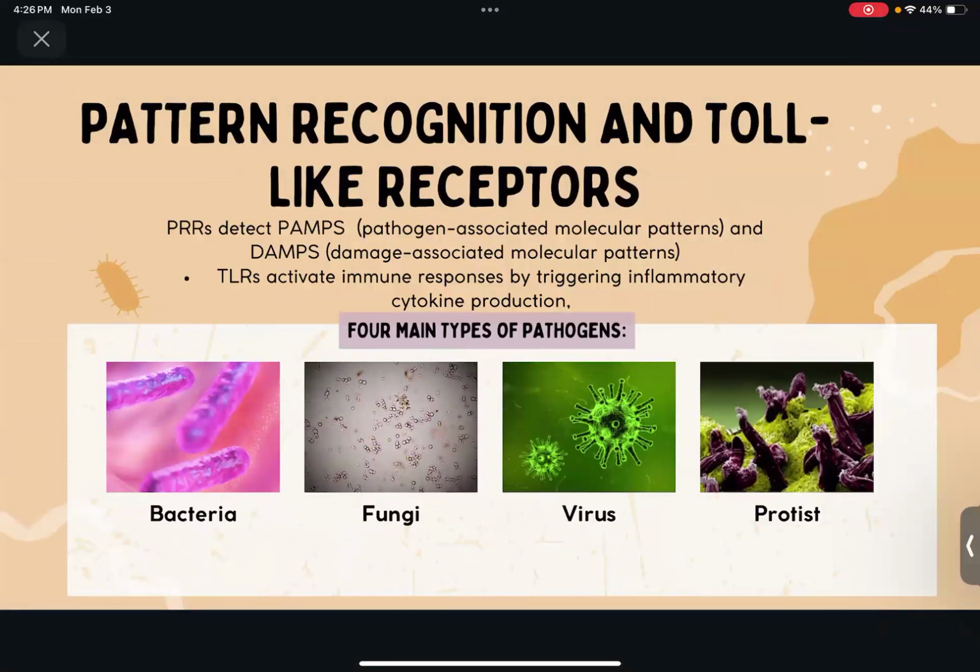Pattern recognition receptors and toll-like receptors, in other words, PRR and TLR. Immune cells use pattern recognition receptors to detect microbial signatures. Toll-like receptors, for example, recognize bacterial and viral components, activating pathways that lead to inflammation and immune defense.